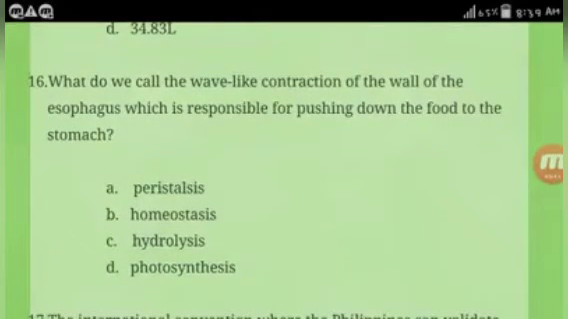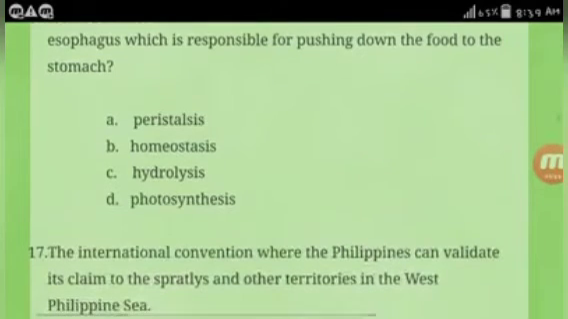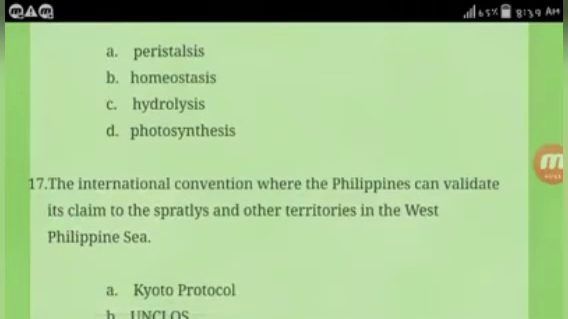What do we call the wave-like contraction? This is what I told you earlier. There is a question related to this. What do we call the wave-like contraction of the wall of the esophagus, which is responsible for pushing down the food to the stomach? It's peristalsis, letter A. Homeostasis, this is the maintenance of the internal environment of our body.